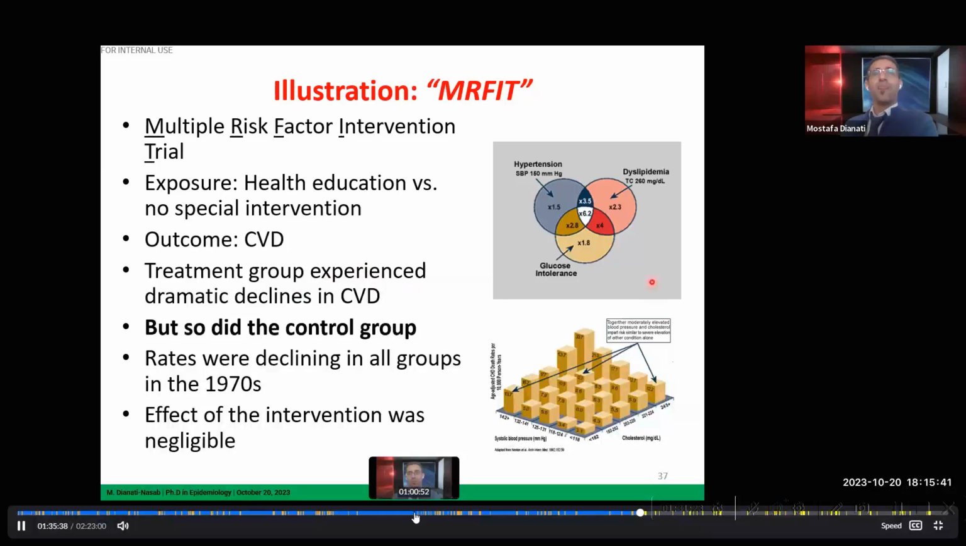At the same time, we are having, for example, some programs for lowering hypertension, like, for example, dyslipidemia, glucose, and so on. Okay. In this case, we have multiple risk factor intervention trial. And maybe if you're just looking at one single intervention that is health education, maybe you cannot see the real effect of your intervention on the society. In this case, it's better to see the whole package of the interventions at the same time.